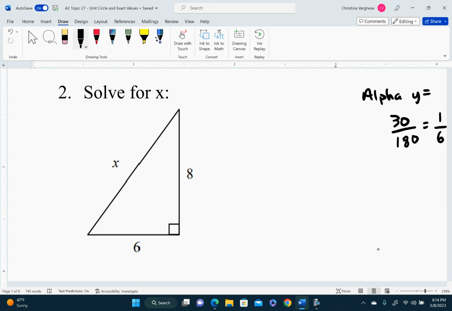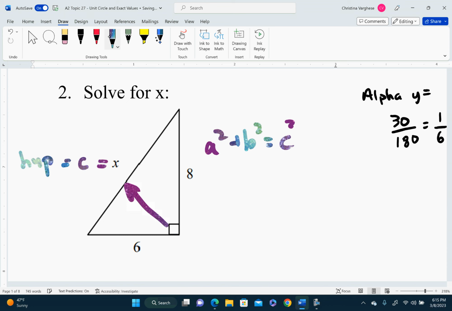Remember, this is a right triangle. So the formula that should come to mind is a squared plus b squared is equal to c squared. I don't know if you remember this. We're going to plug in some letters. Here's a leg, and the one that's opposite is called our hypotenuse, and this is always going to be the C. We can call either one of these A and B. Since this is right here, I'm going to call this A, and 8 is going to be B.